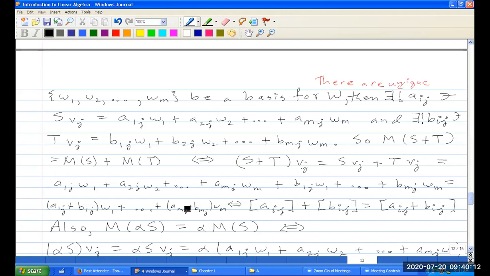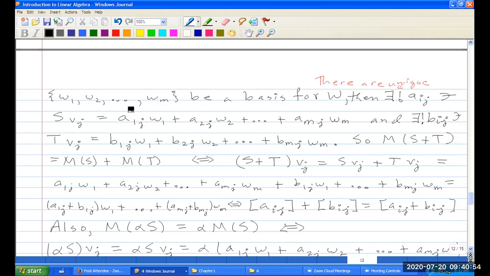A's and B's are scalar multiples? Yes, they are scalar multiples, because it's a scalar and that's a vector. So the W's are vectors and the A's and the B's are scalars. That is correct. In a linear combination, those numbers are scalars. They are members of your scalar, what's called your scalar field. That is correct.